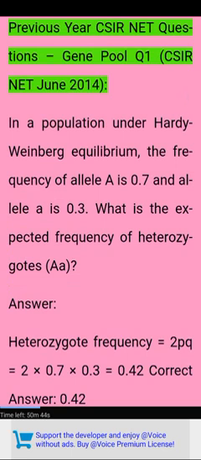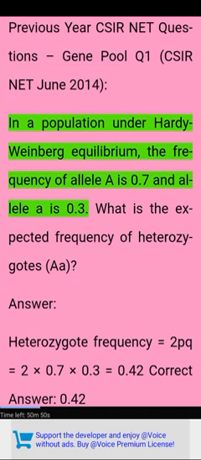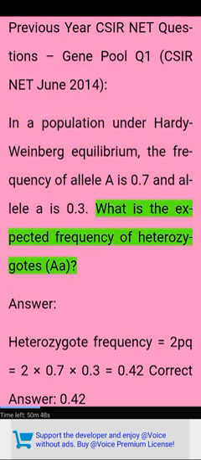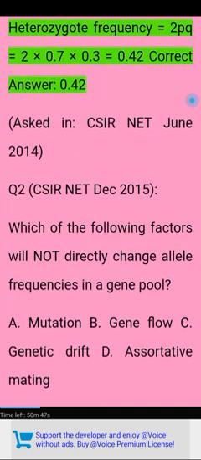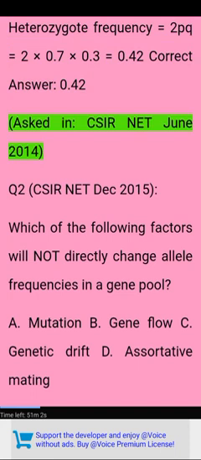Previous year CSIR-NET questions, Gene Pool. Q1, CSIR-NET June 2014. In a population under Hardy-Weinberg equilibrium, the frequency of allele A is 0.7 and allele a is 0.3. What is the expected frequency of heterozygotes Aa? Answer: heterozygote frequency equals 2pq equals 2 times 0.7 times 0.3 equals 0.42. Correct answer, 0.42. Asked in CSIR-NET June 2014.